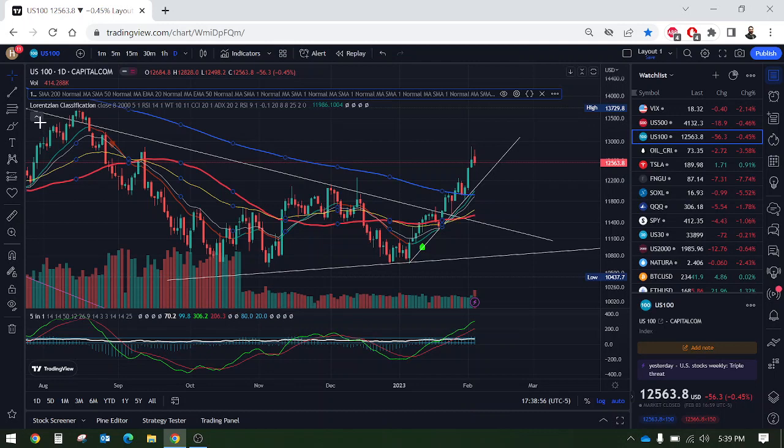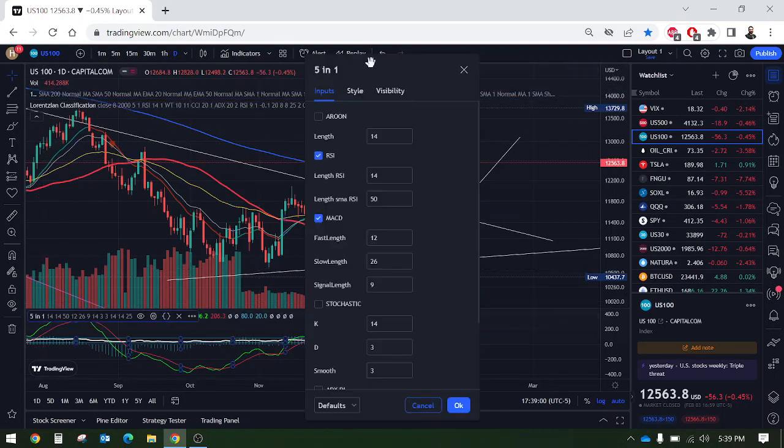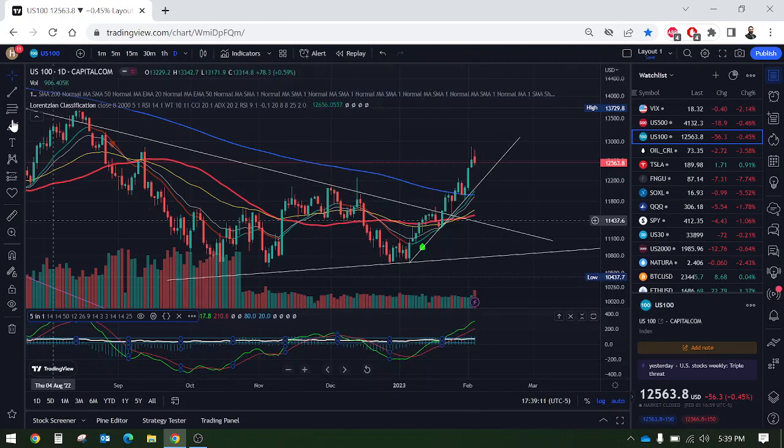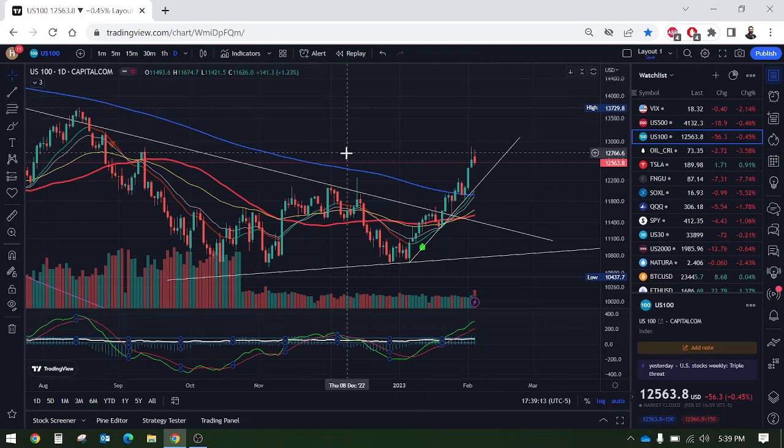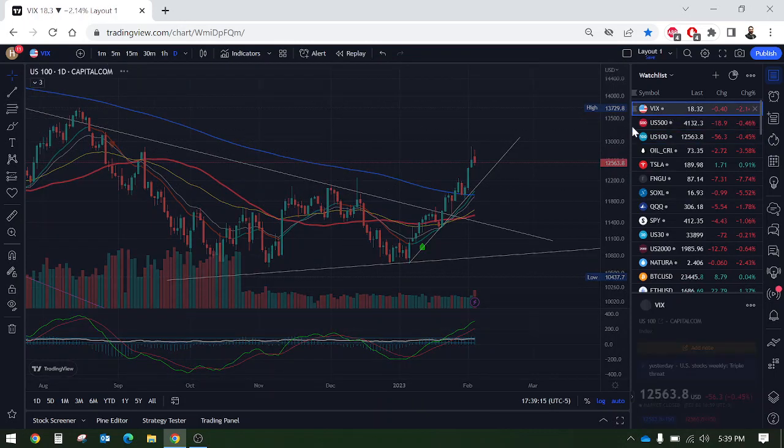And then this is also the last one, which is momentum indicator. I use 5 in 1. If you type 5 in 1 in indicator tab, I like RSI and MACD. Combine these, and it shows both MACD and RSI. It's good. Okay, so guys, let's start with VIX.